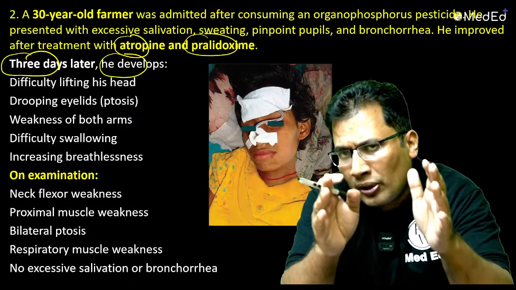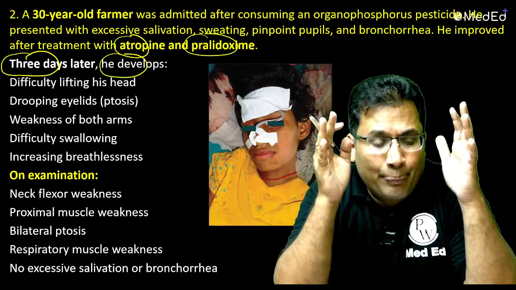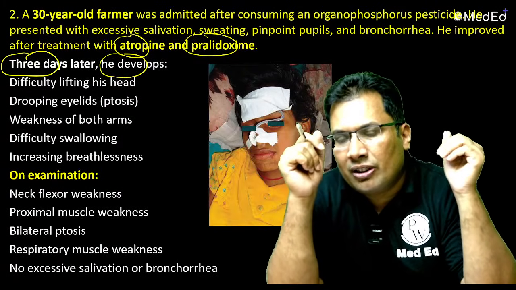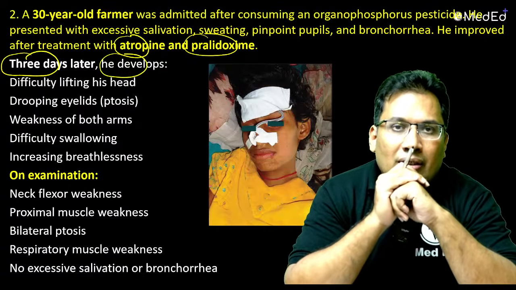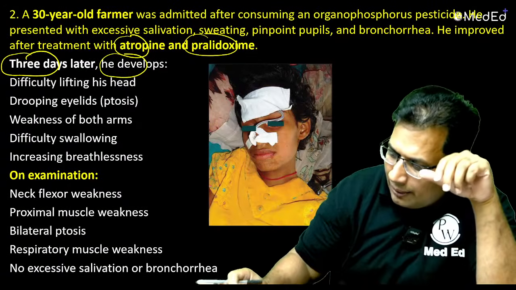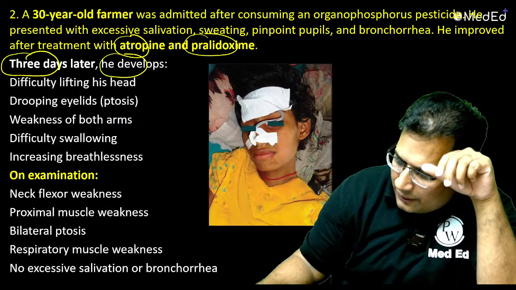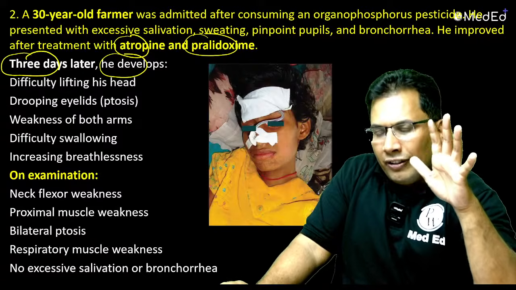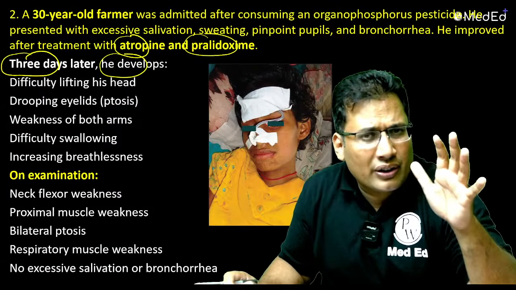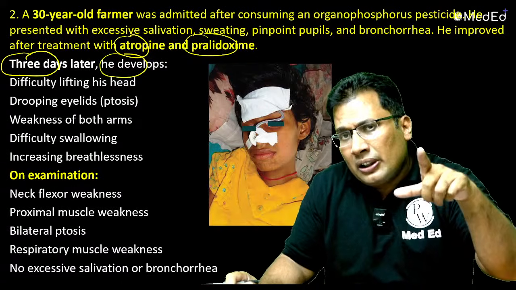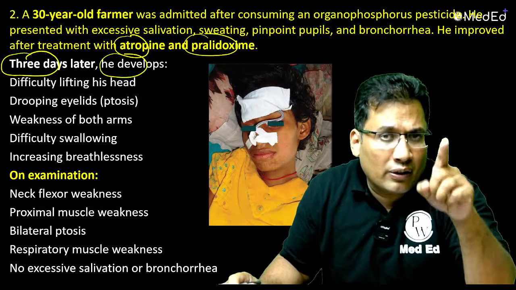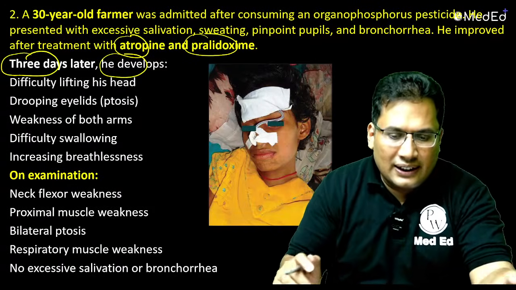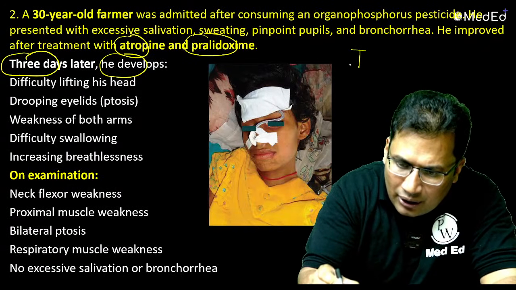What is the most probable diagnosis in this patient? The patient presented with the signs and symptoms after 48 hours, after 3 days, 72 hours. What is the diagnosis? Can anyone tell me? The diagnosis is very, very important. It's a very common cause for mortality and morbidity in case of organophosphorus poisoning. What is that? The diagnosis is intermediate syndrome.